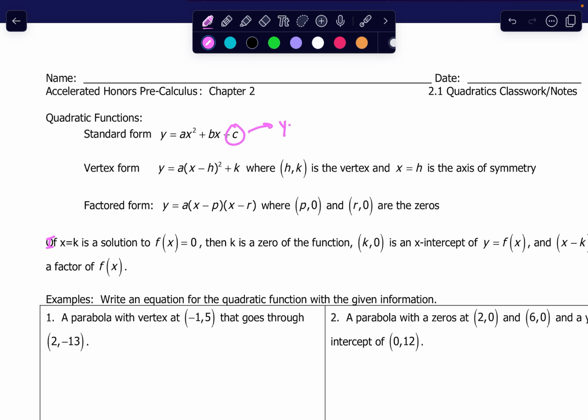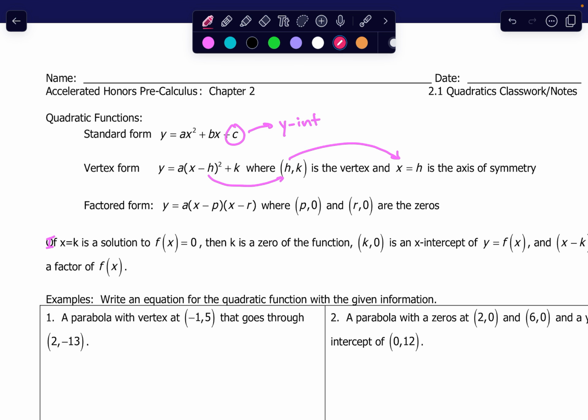This is the y-intercept. Next is vertex form. This gives you the x and y coordinates of the vertex. Something special to note is when you take the opposite of the x coordinate, it also becomes the axis of symmetry. Lastly, we have factored form, probably my most favorite.